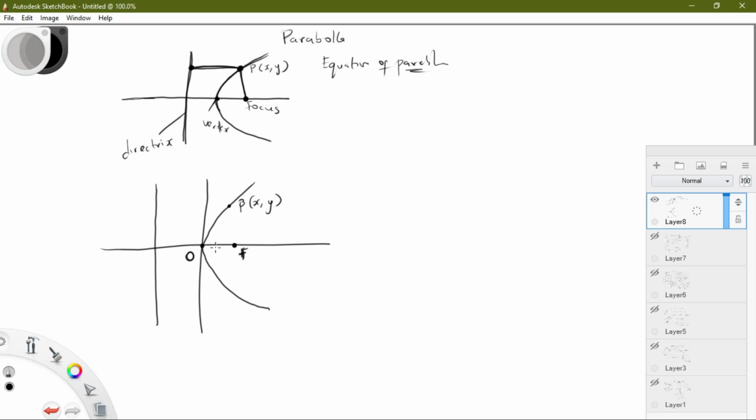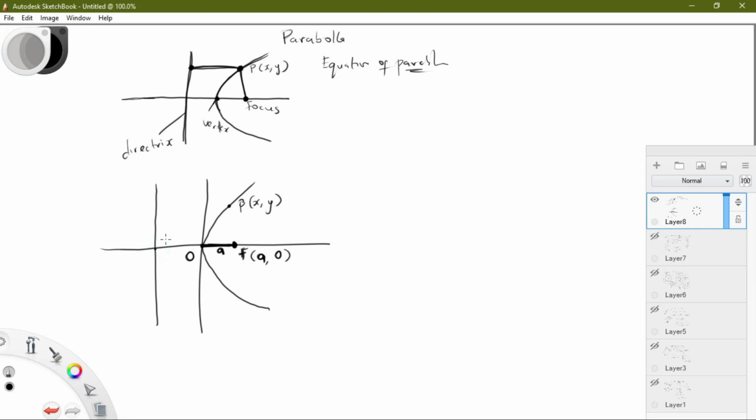Let's name the distance between these two A. Now that means the focus is at A on the x-axis, but on the y-axis it's on the 0 mark, right? So that's the coordinates of the focus. I hope you got how I got this. We named the distance between the center of the circle and the focus A, so this point is at A on the x-axis and at 0 on the y-axis.